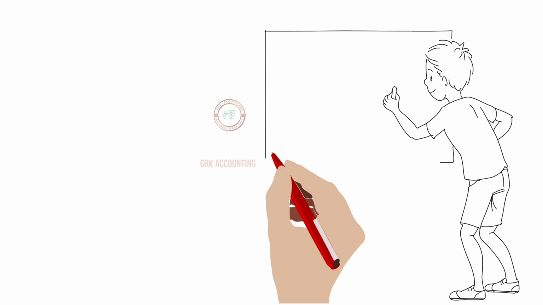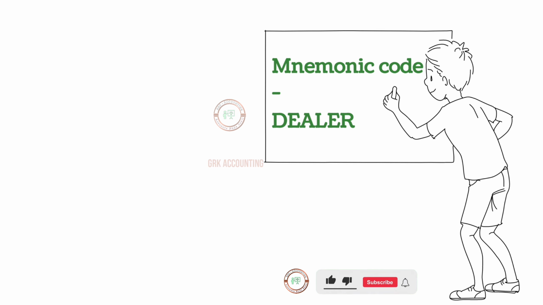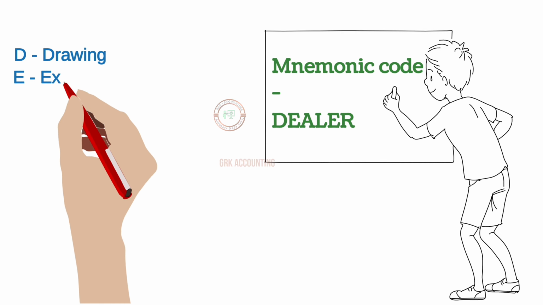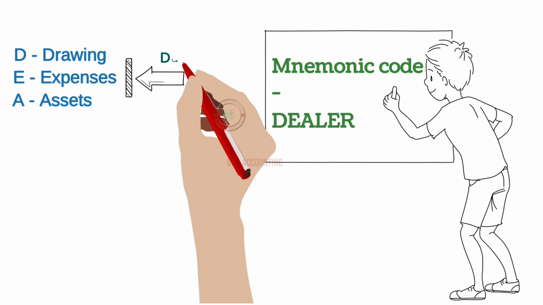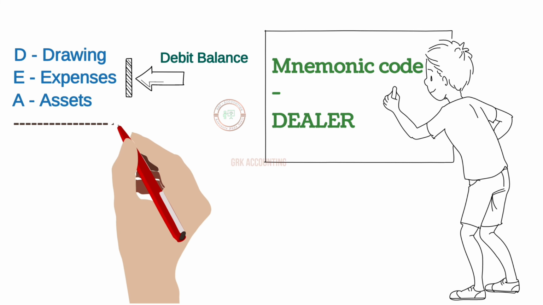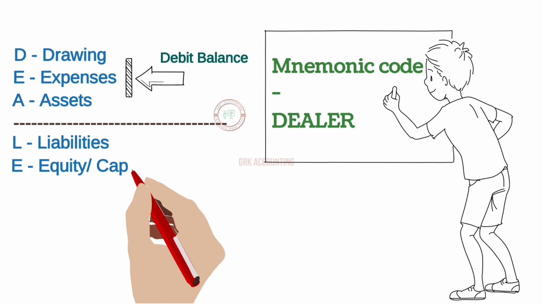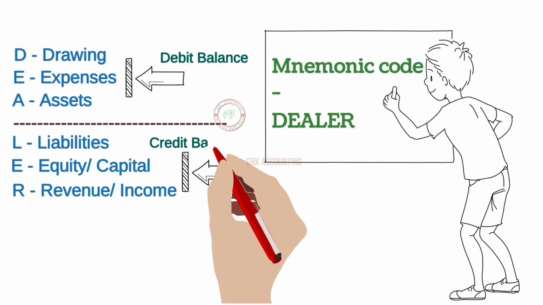We can remember this with a mnemonic code. The mnemonic code will be DEALER. If we divide DEA on one side and LER on the other side, we will understand this equation very easily. D means drawings or dividend, E means expenses, A means assets, which will be on the debit side. Others on the credit side, which are liabilities, equity and revenue.